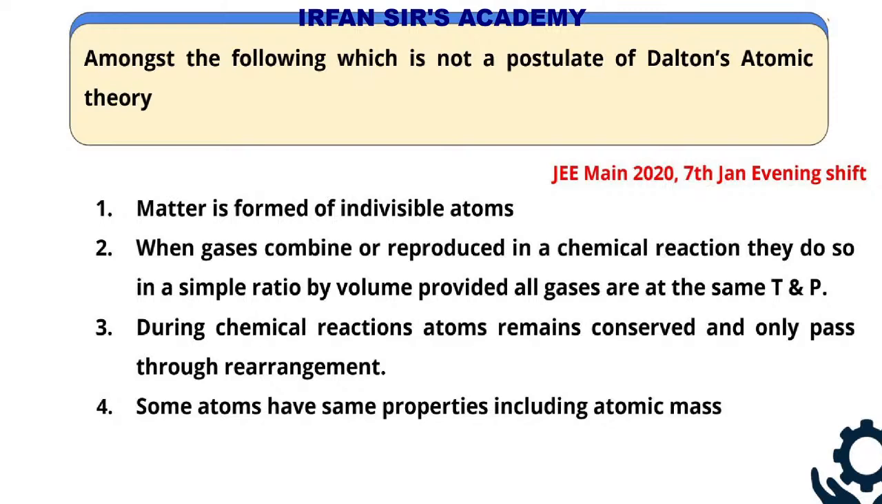Amongst the following, which is not the postulate of Dalton's atomic theory? Option 1: matter is formed of indivisible atoms. Option 2: when gases combine or are produced in a chemical reaction, they do so in a simple ratio by volume, provided all gases are at STP. Option 3: during a chemical reaction, atoms remain conserved and only undergo rearrangement. Option 4: some atoms have the same properties, including atomic mass. Zarka says option 2. Hafsa says option 2. Anyone else? Tell fast. Khan Farzana says 2. Hacker says 2. Who is hacker?